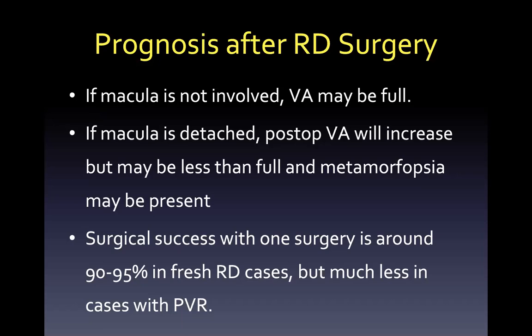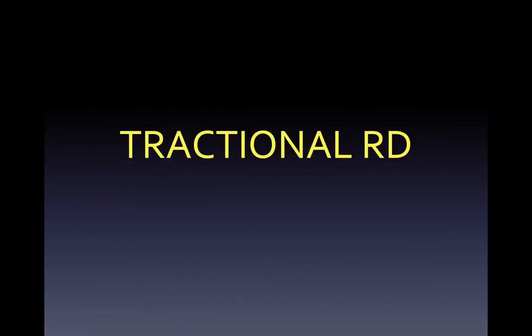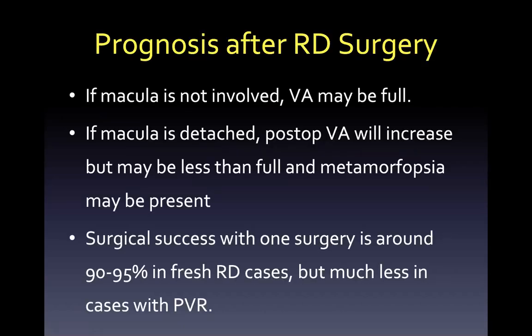So if the macula is not involved with the retinal detachment, visual acuity may be full. It may just revert back. So the visual field is usually complete. But if the macula is detached, the postoperative visual acuity will increase, but may be less than full, and some metamorphopsia may remain. And surgical success with one surgery is around 90 to 95% in fresh retinal detachment cases, but it's much less if there is some PVR. So up to this part, I talked about the rhegmatogenous retinal detachment. Now I will talk about the tractional retinal detachment.